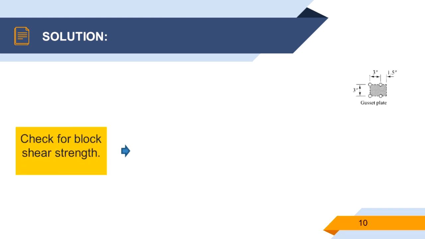Now we will check the block shear strength. The failure block for the gusset plate has the same dimensions as the block for the tension member except for the thickness. The gusset plate, which is the thinner element, will control. There are two shear failure planes. Now we will solve for Agv, which is equal to 2 failure planes times 3/8 times (3 plus 1.5), and we get 3.375 square inches.